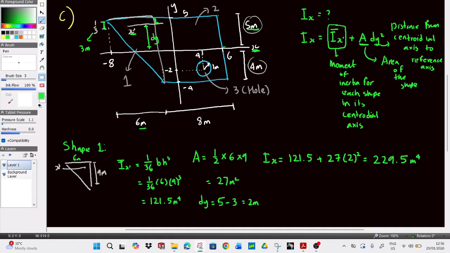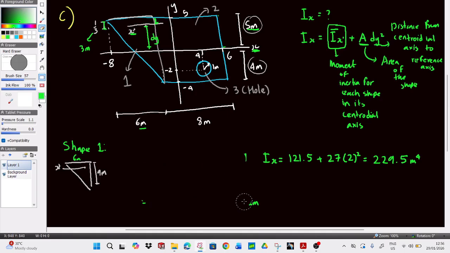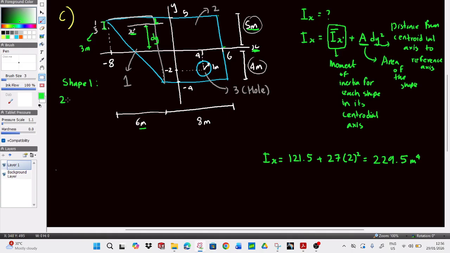Okay, so I'm gonna erase all this because we don't really have much space. So I'm just going to write it here. So shape 1, we already found the moment of inertia, which is 229.5 meters to the power of 4. Okay, then let's go for shape 2.